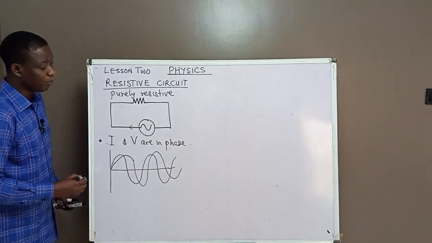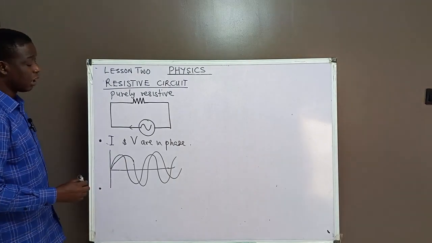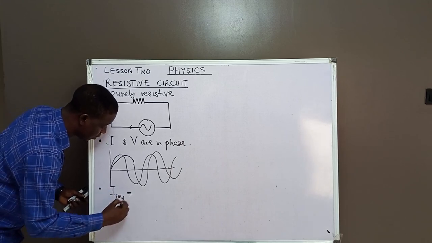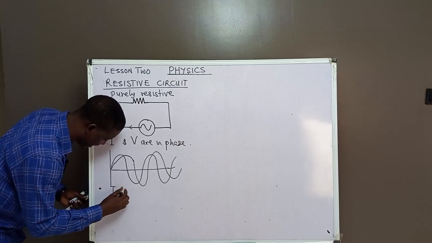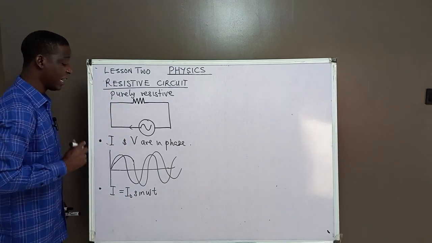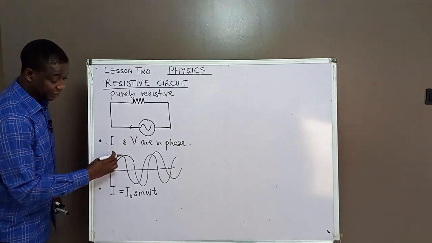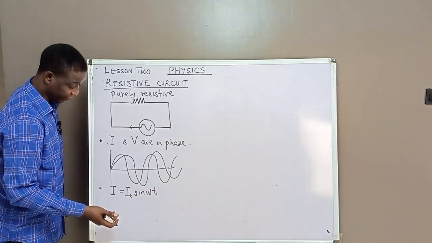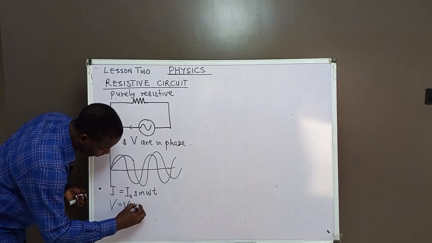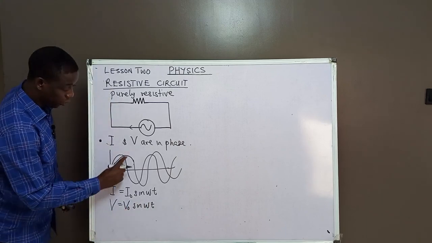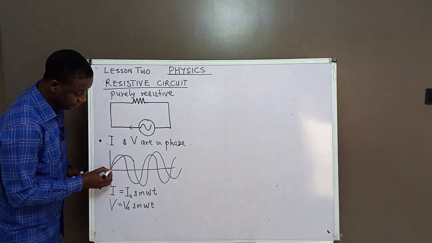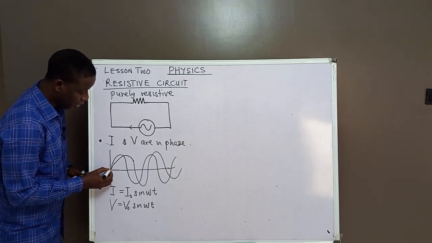Now, number 2 point you need to note is that, as we gave in lesson 1, I, the instantaneous current, is equal to I naught sine omega t. If you check the waveform, it's a sine curve. What about the voltage? The voltage also has V naught sine omega t, because if you check the curve, it's also a sine curve. Both of them start from the point of the origin.